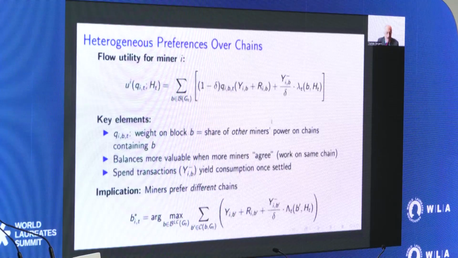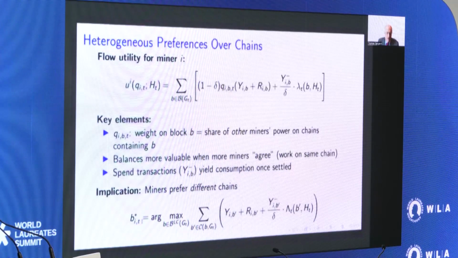The payoff is the expenditures, and those are all parameters of the model. So different miners, because there's heterogeneity in the parameters of their structure and their utility functions, prefer different chains. If my name is i, at the bottom there, I prefer chain B_i star. That's the way this goes.